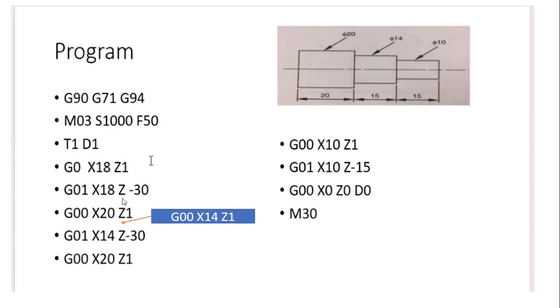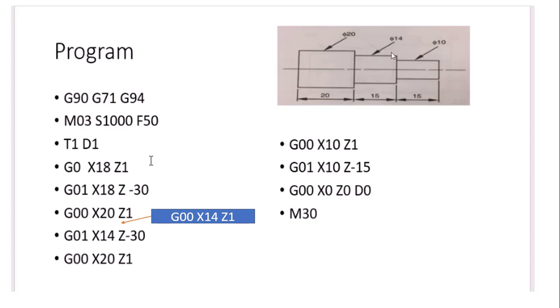After cutting up to 18, I move the tool from this point to X20 and Z1 at this location. Then I locate it at this point. This point is to be located like G00, X14, because the final diameter is 14. I kept it at the 14 diameter here and Z1 at the same location. Then the next one is G01, X14, Z minus 30. So I'll take the complete Z over here. Z minus 30. Why 30?